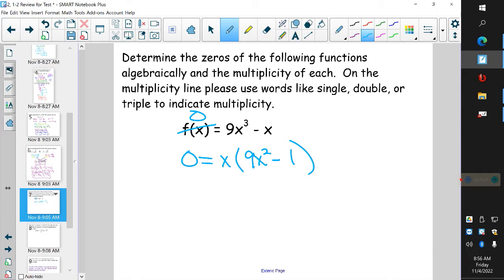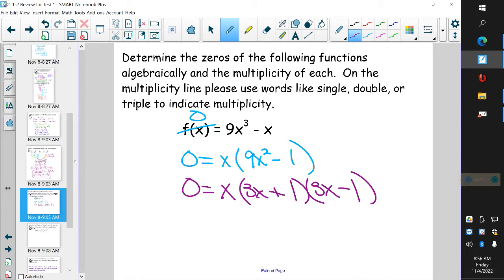What do I do next? You're going to factor that into two binomials, if at all possible. Keeping the x, factors of 9 are going to be 3x and 3x. Factors of 1 are 1 and 1. I need a negative outcome, so my signs must be opposite. Do we understand?